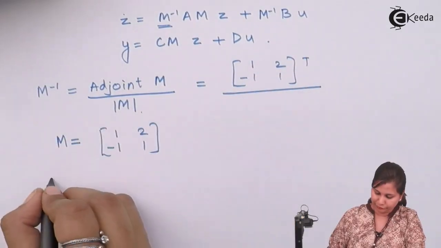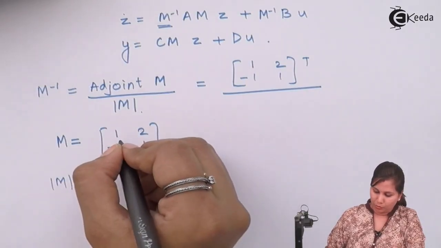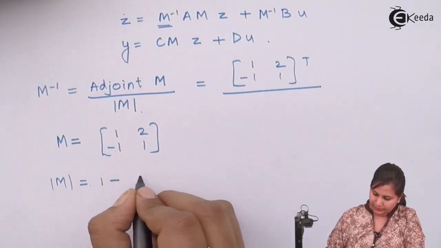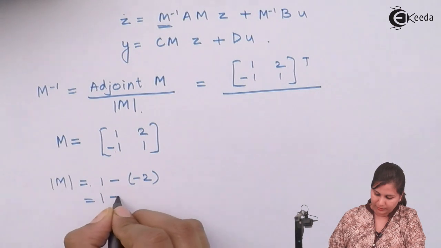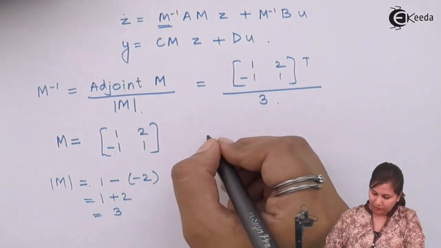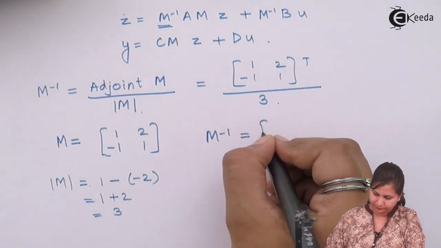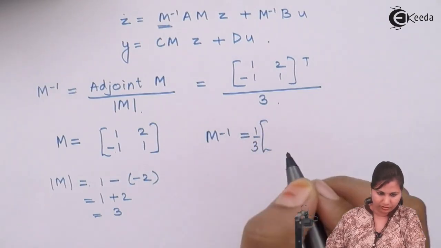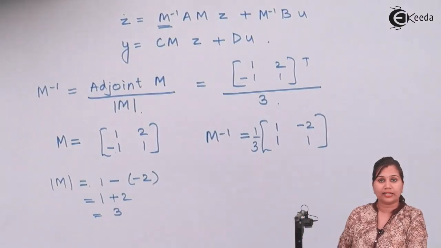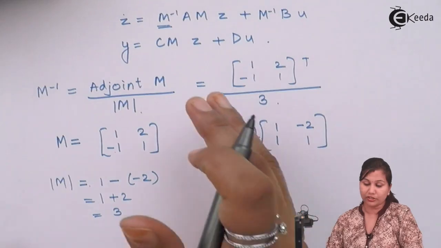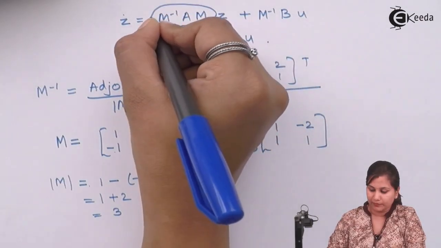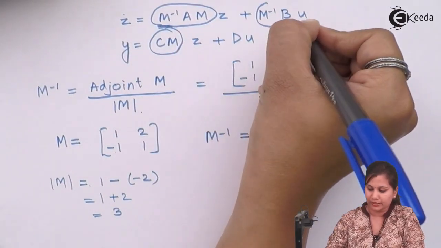and the determinant of the matrix is 1 into 1 and minus into minus 2. 1 minus minus 2. So it is 1 plus 2, or we can say 3. So this is 3. So M inverse is 1 by 3, 1, 1, minus 2 and 1. This is our inverse, which we have calculated as inverse of matrix M. Now we are going to calculate this M inverse AM, CM and M inverse B.